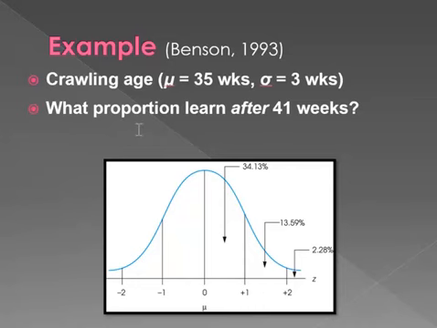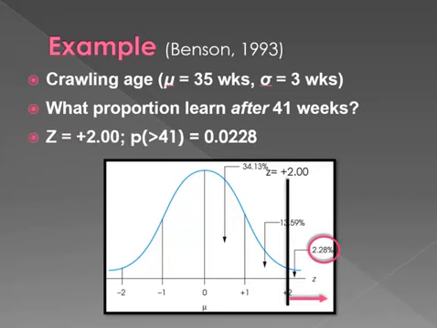Well, the fact that this is asking us to find the proportion after 41 weeks suggests that we need to find that z-score and find whatever proportion of scores is above that z-score. Hopefully that idea makes sense to you, right? And here's how it would work, right?